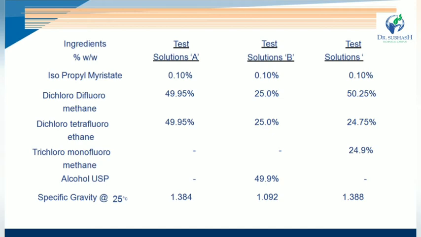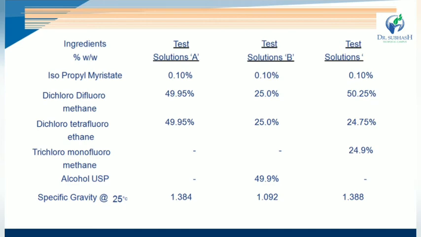What about the third one, dichlorotetrafluoroethane? Solution A contains 49.95%, B contains 25%, while C contains 24.75%. Next is trichloromonofluoromethane and alcohol. Trichloromonofluoromethane in test C contains 24.9%, while alcohol according to USP in test B contains 49.9%.